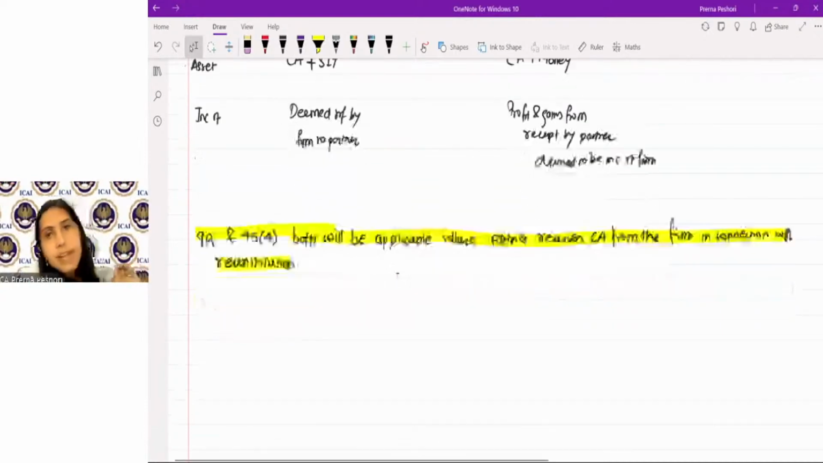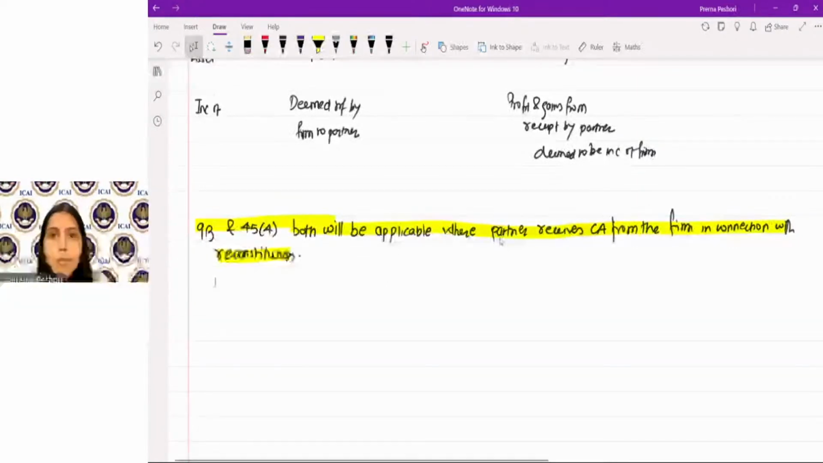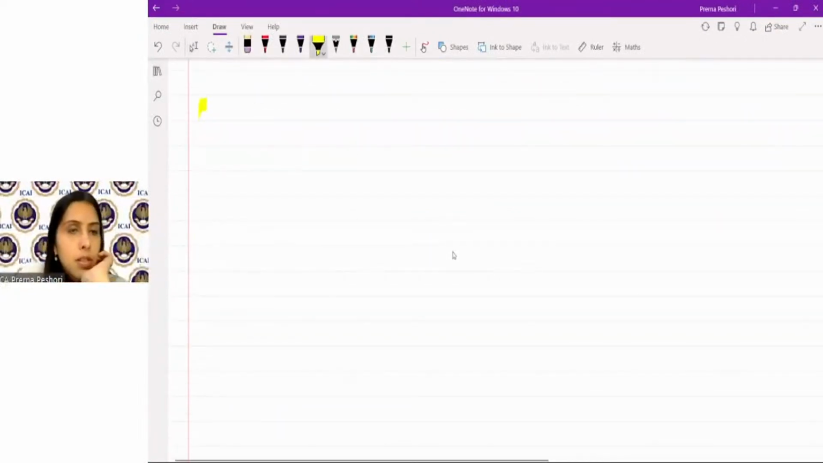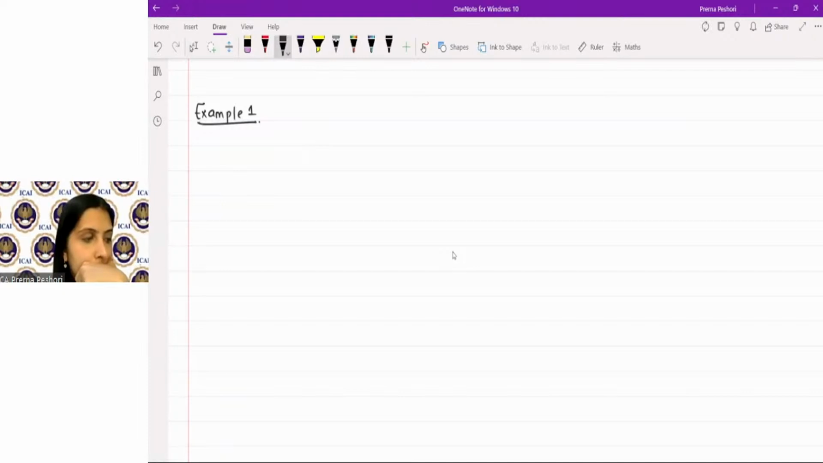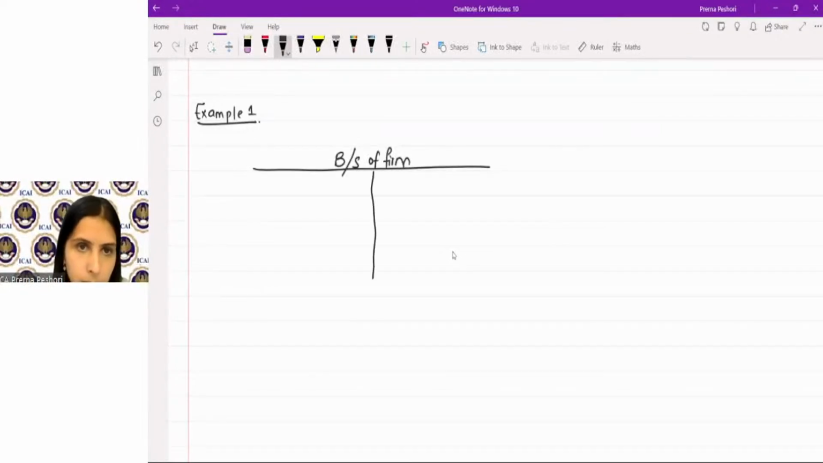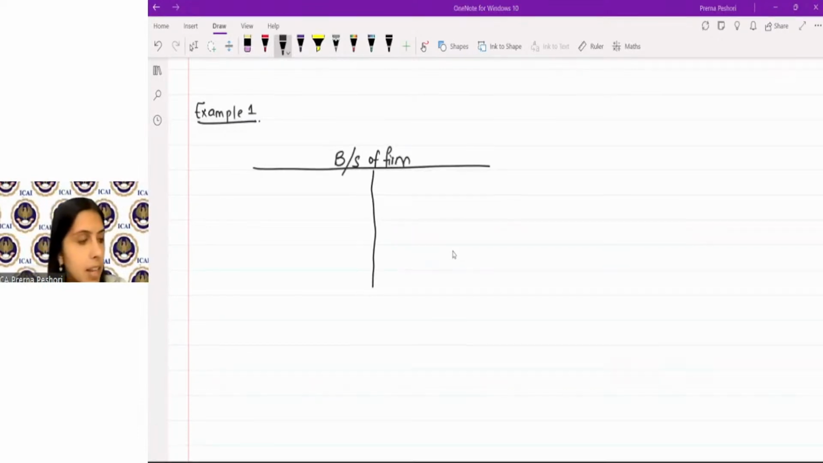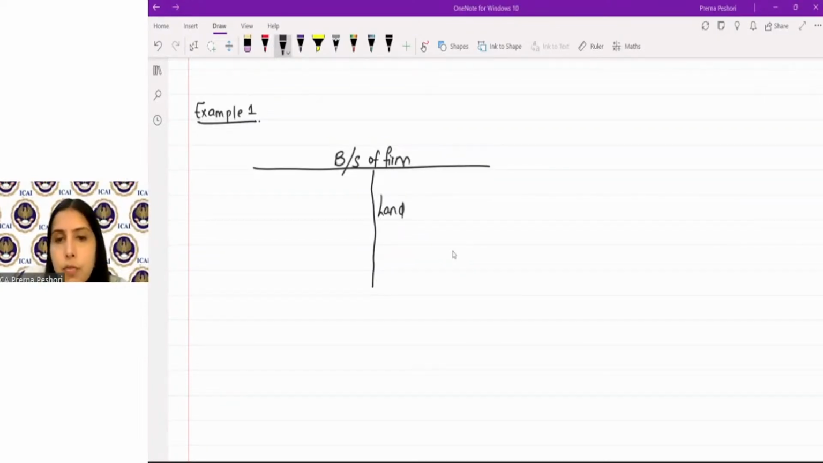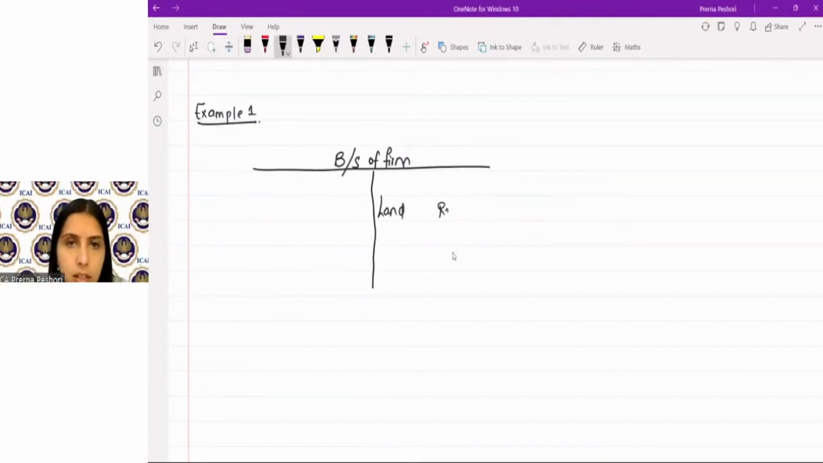Now, let's understand this by examples so that you would be able to appreciate how exactly we need to consider this particular thing. So let's say, now I'm only going to discuss with the examples. Example 1, right? Let's say this is the balance sheet of the firm. There is a land in the balance sheet of the firm, of rupees 20.